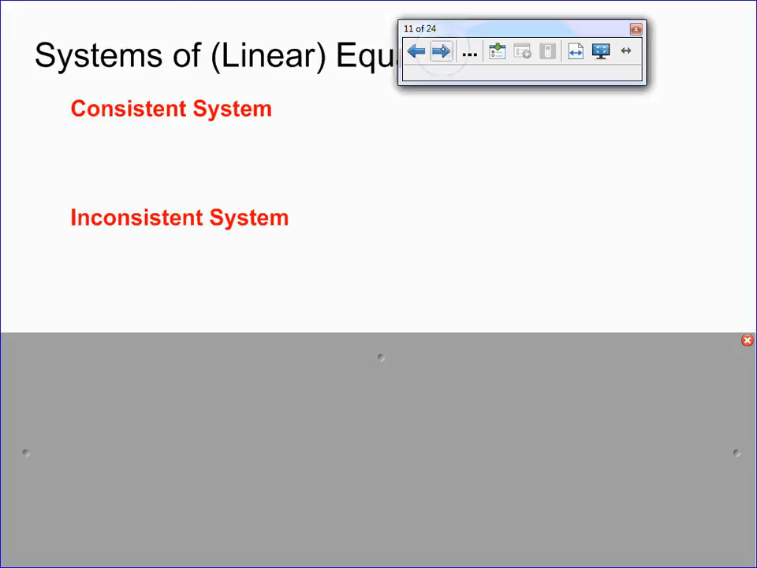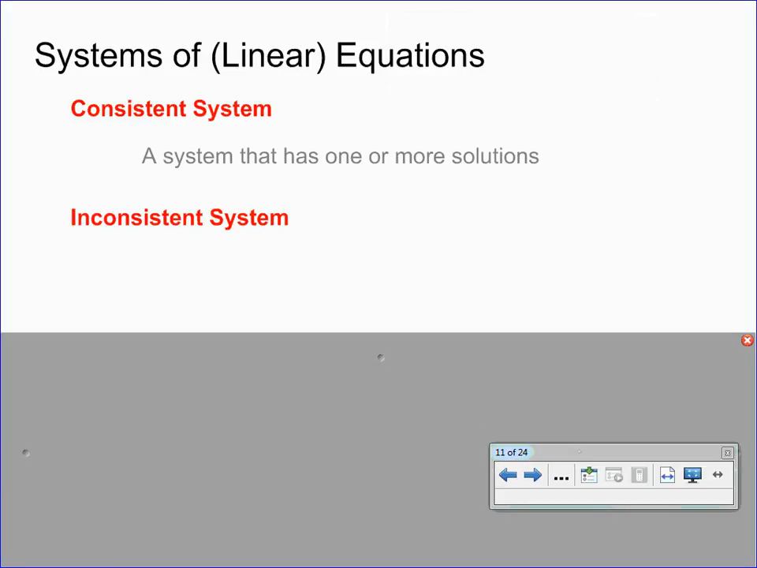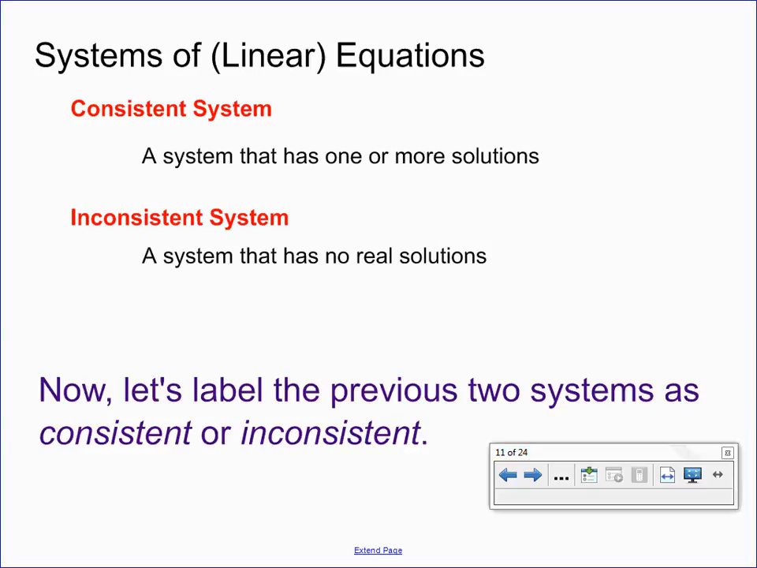Cool. 2 more vocabulary words. A consistent system is what we call a system that has 1 or more solutions. And so if there is a solution to the system, 1 or more solutions, then it's called a consistent system. If there's no real solutions, then it's inconsistent.